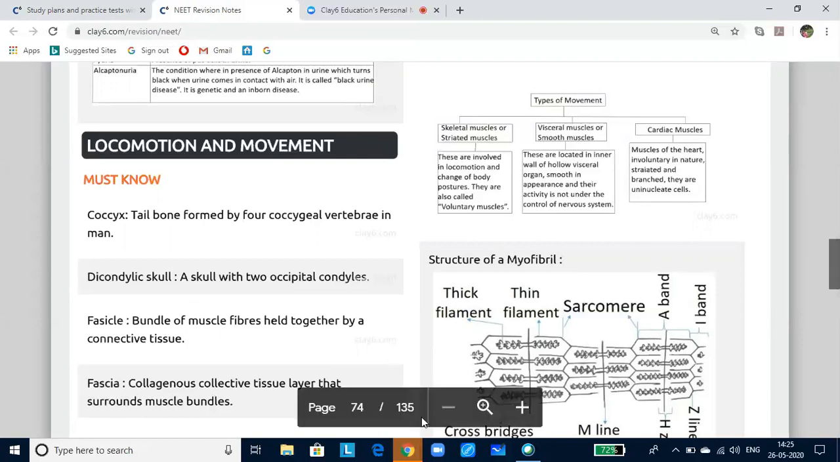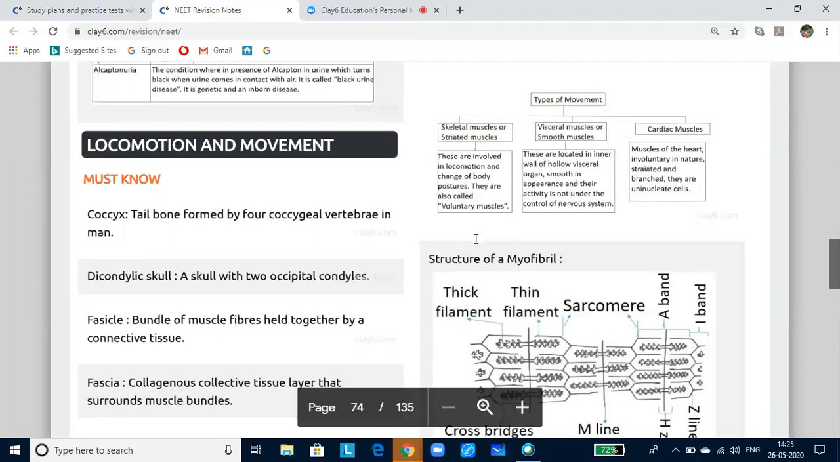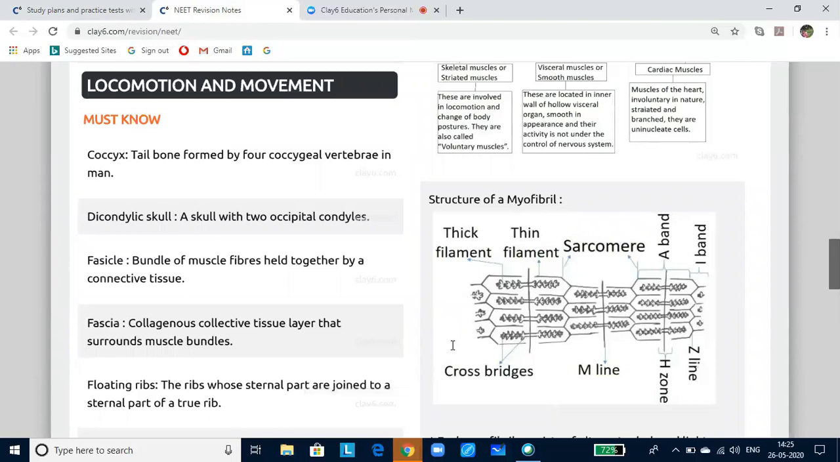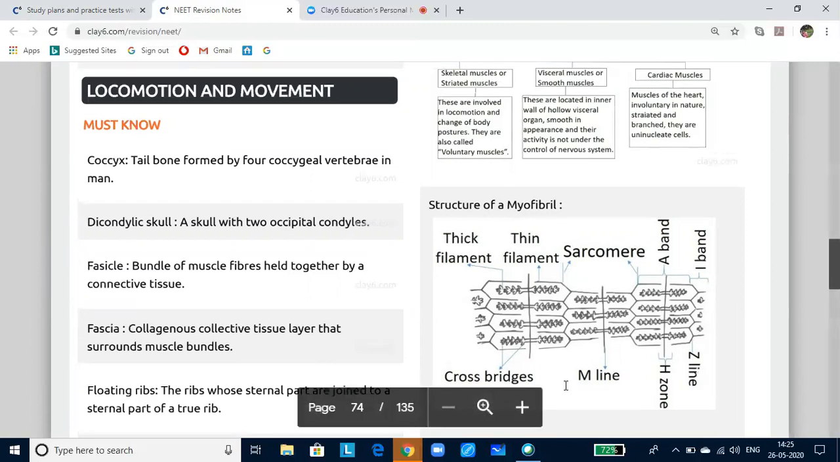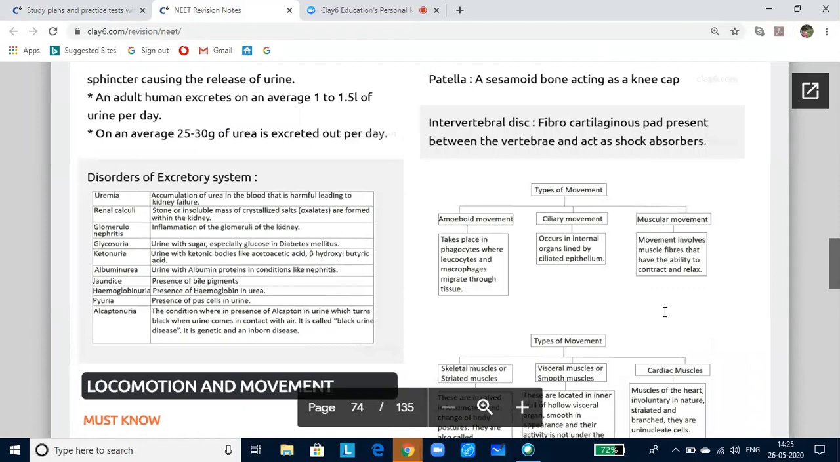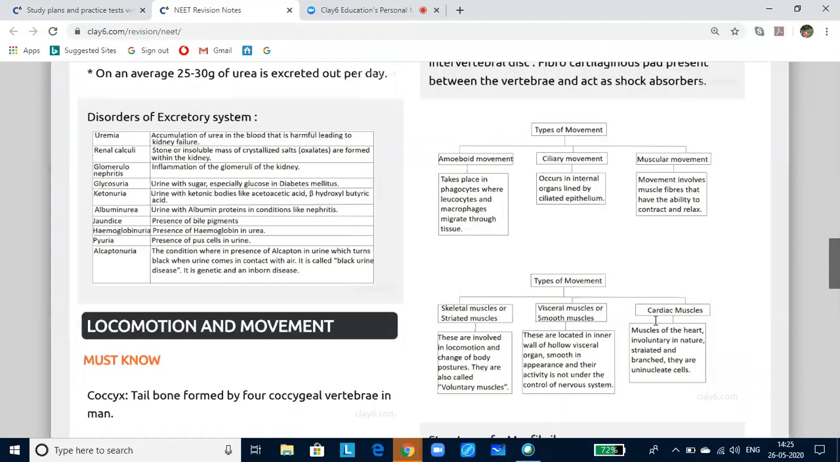Now, if you look at this PDF, it is made up of 35 pages comprising 11th and 12th physics, chemistry, and biology. We have put all the essential features that are required for your NEET examination in a nutshell, so that it becomes very easy for you to understand and revise the concepts. Now let us begin the lesson, locomotion and movement.